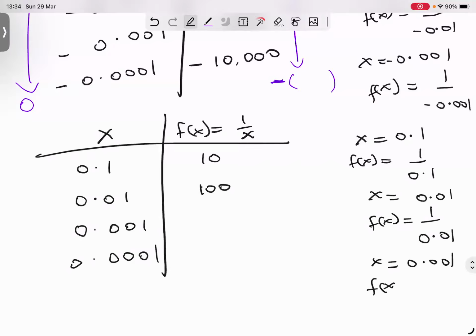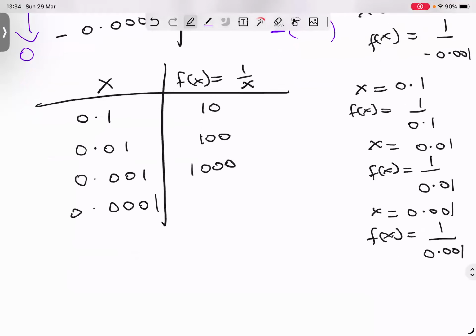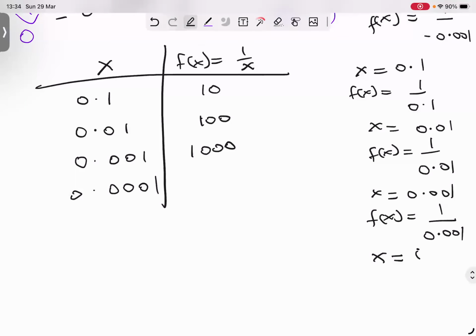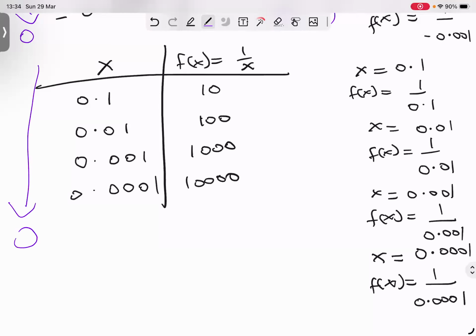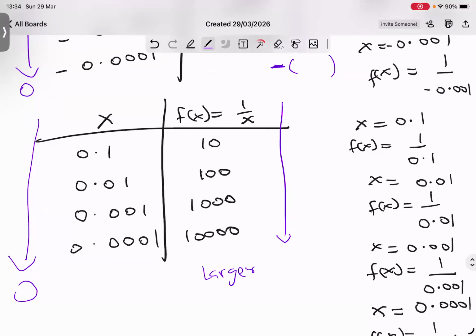When x is equal to 0.001, our f of x will be equal to 1 over 0.001, and that will be 1,000. And then the last, when x is equal to 0.0001, our f of x is equal to 1 over 0.0001, and that will be 10,000. So from the right-hand side too, as x is approaching 0, our f of x is also approaching a very large number. F of x is getting larger, all right? But it's getting larger in the sense that the numbers here are positively large.